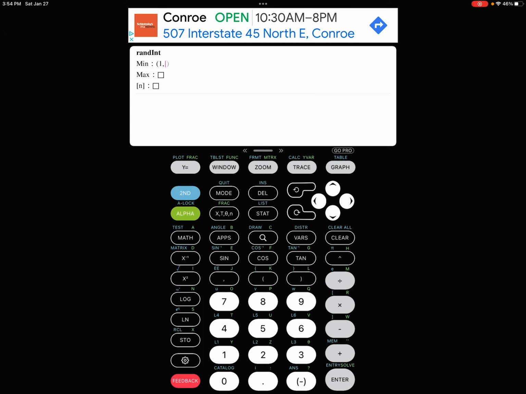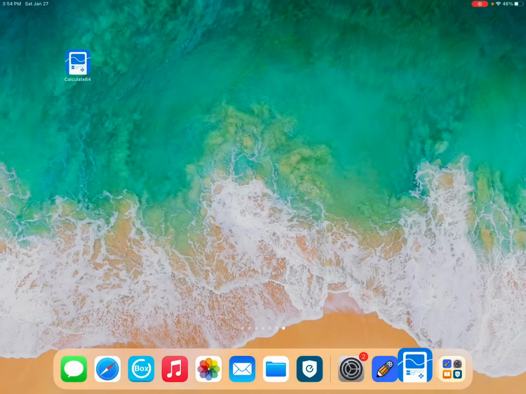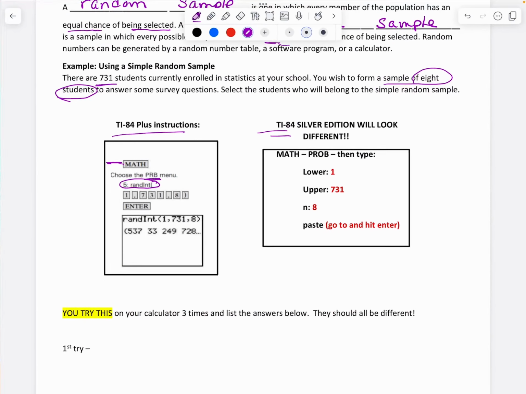One, comma, 731, comma, 8, enter. No, it's wanting me to get down into this column right here, into the max column, and it just won't let me get down there. I think it might just be this calculator flaw. I have used this calculator for the rest of the chapter, and this is the first time I've had any issues with it, so it should be fine moving forward. But go ahead and try it.